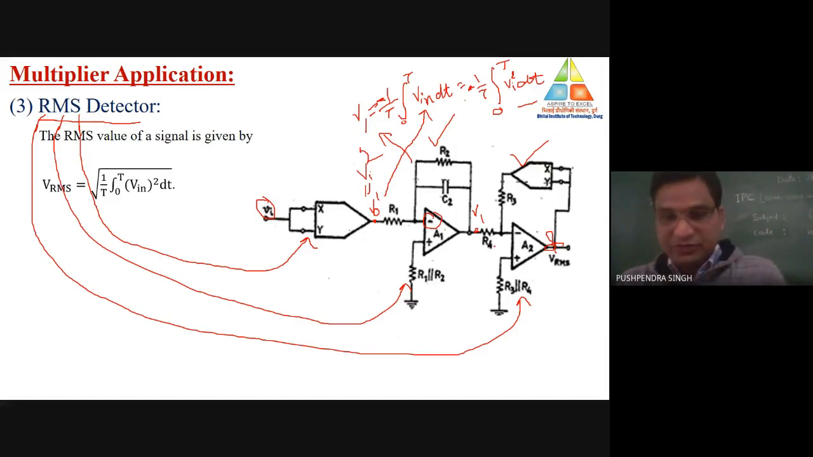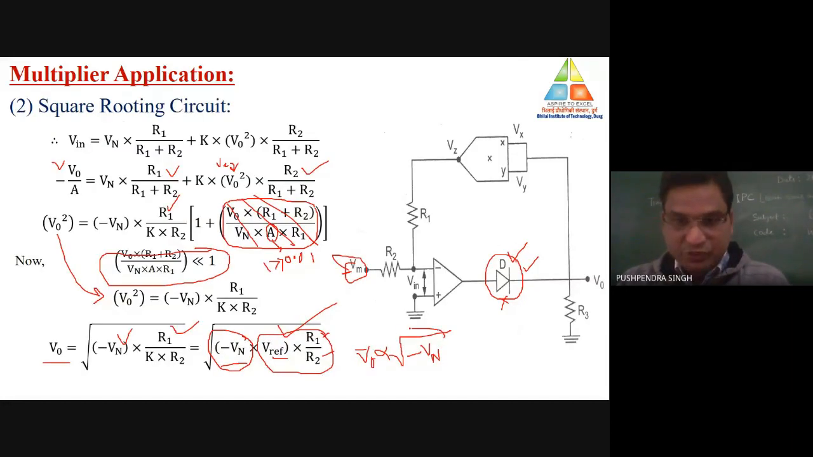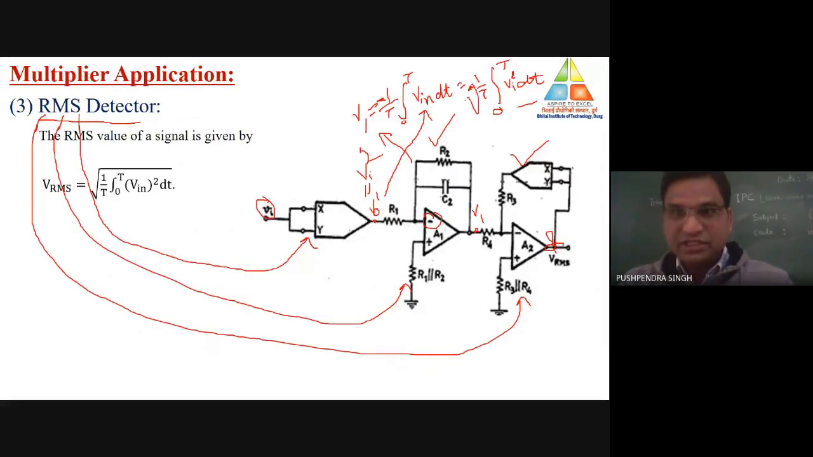What are you getting from square rooting? The output of square rooting is directly proportional to the square root of the input. This is your input, so just take the square root of this input, and minus minus will be plus. So the same thing we are getting here: under root of 1 by T, integration from 0 to T, Vin square into dt. This is how we can generate the root mean square of any circuit. So this is the circuit diagram of the multiplier circuit used as an RMS detector.